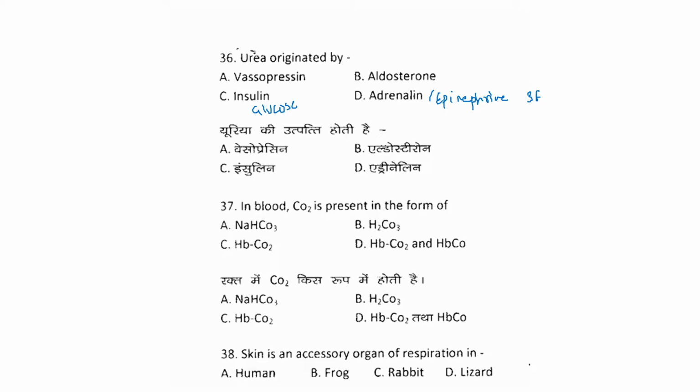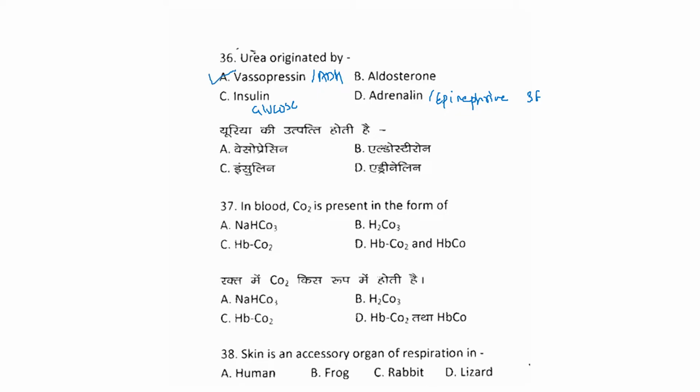And aldosterone is also a mineralocorticoid, and it controls mineral and water absorption during urine formation. So vasopressin, that is the antidiuretic hormone, ADH, that is the antidiuretic hormone. So it controls the renal urea production. So correct answer is vasopressin.